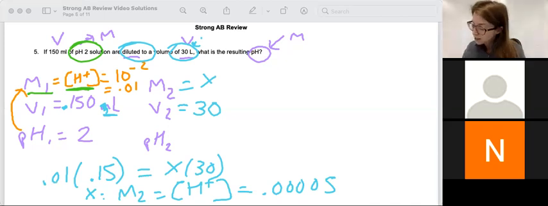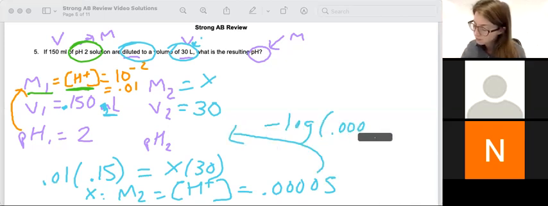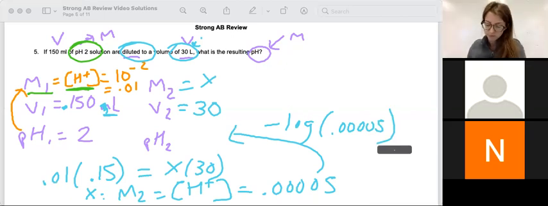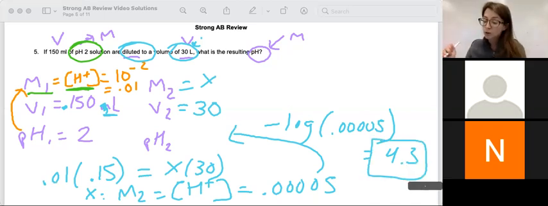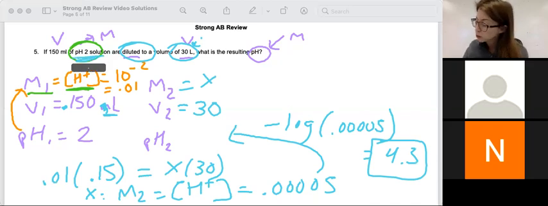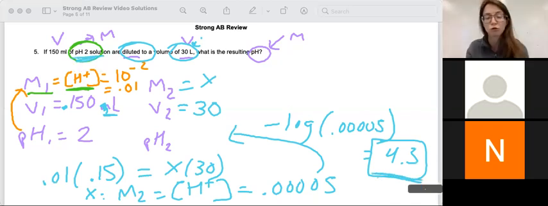If I want to find the pH from that, I can take the negative log. 4.3. That answer makes sense. We were diluting an acid, so it should still be acidic, but it was a pH 2. It should now be closer to 7, closer to neutral, which it is.